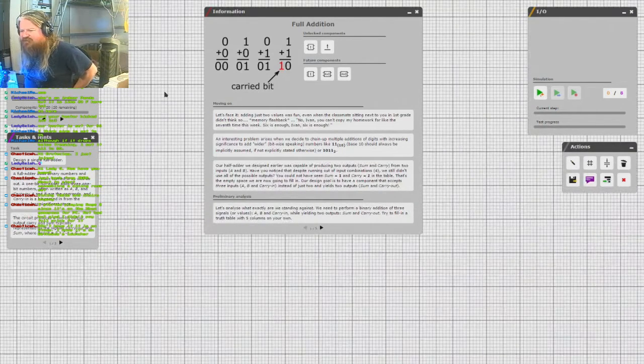Our design goal is to have a component that accepts 3 inputs, A, B, and carry in, instead of just 2, and yields 2 outputs, sum and carry out. Let's examine what exactly we are standing against. You need to perform a binary addition of 3 signals or values, A, B, and carry in, while yielding 2 outputs, sum and carry out. Try to fill in a truth table with 5 columns on your own.